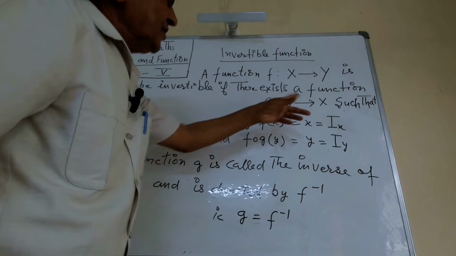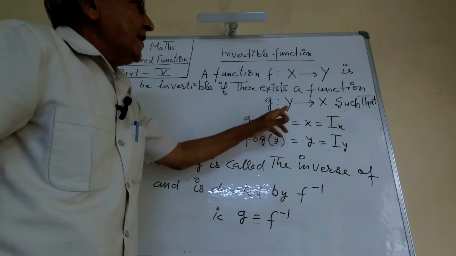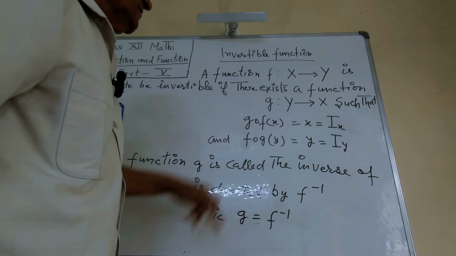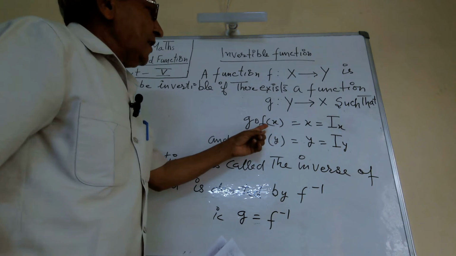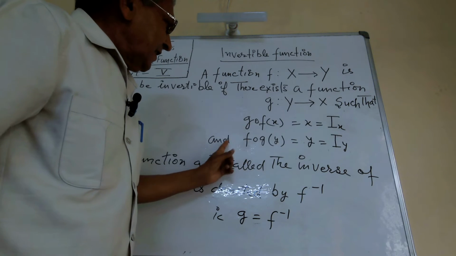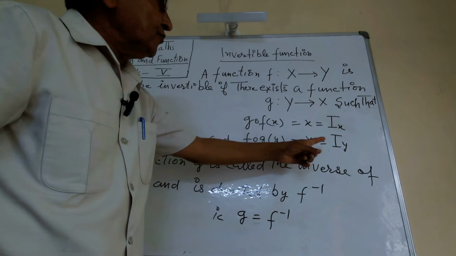A function f: X → Y is said to be invertible if there exists a function g: Y → X such that g∘f(x) is equal to I_X(x) and f∘g(y) is equal to I_Y(y).